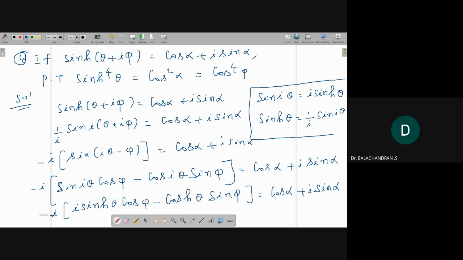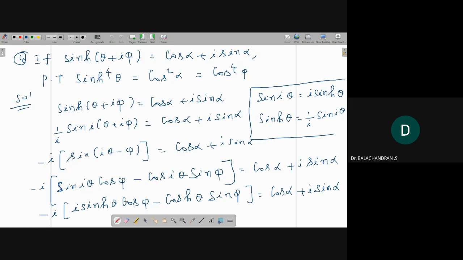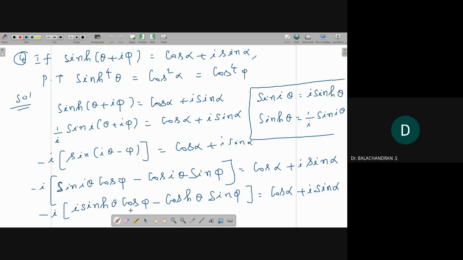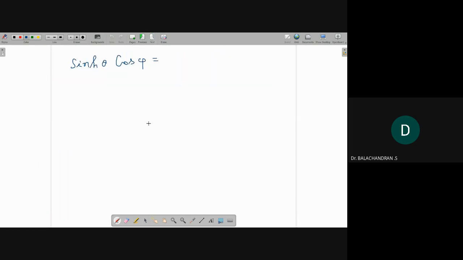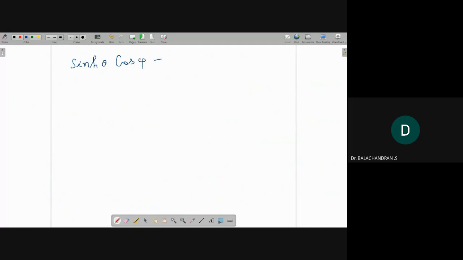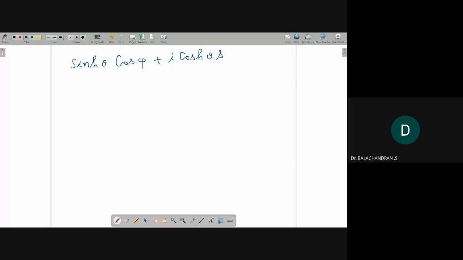Now multiply by this minus i. If you multiply by minus i, minus i square, minus of minus plus, sinh theta into cos phi plus i into cosh theta into sin phi, which is equal to the right hand side, cos alpha plus i sin alpha.